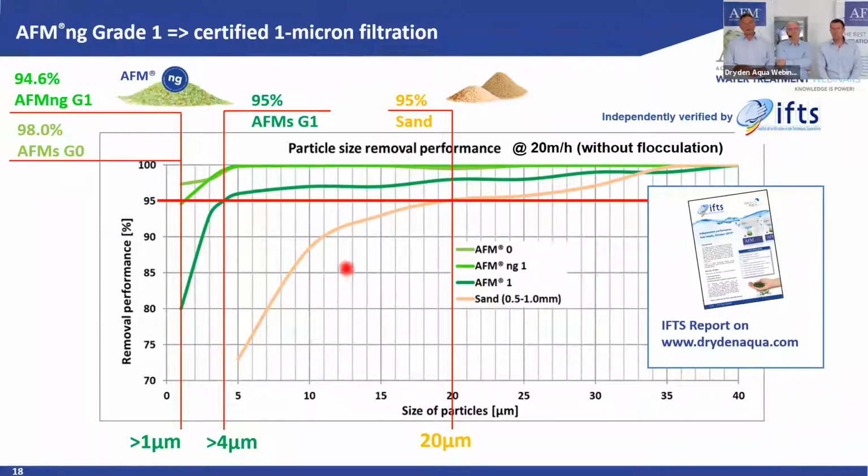And this sand was 0.5 to 1 millimeter, so quite a fine sand. We also have here the AFM NG. They can only measure down to 1 micron. So honestly, where we are on the 95, we do not know. Might be 0.5, might be lower. So that's one that we use in very clean water applications, or if we don't have enough backwash velocity, then we compensate with this.